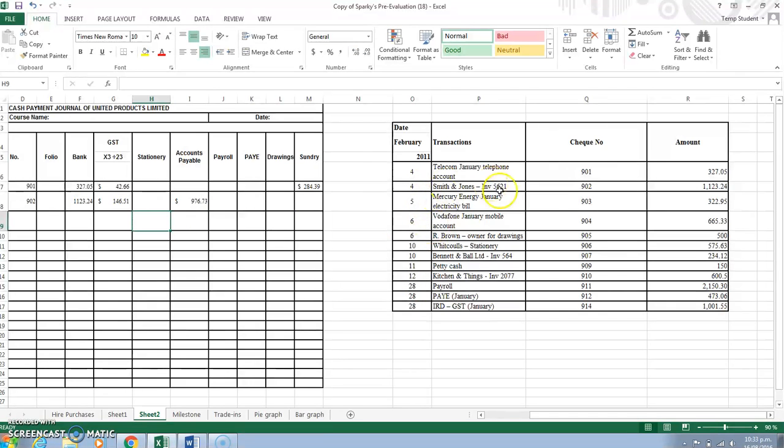Okay, so it's basically simple. You just follow it step by step, and try to figure out which columns your transactions fall under. Okay, so good luck, and that's your cash payment journal.